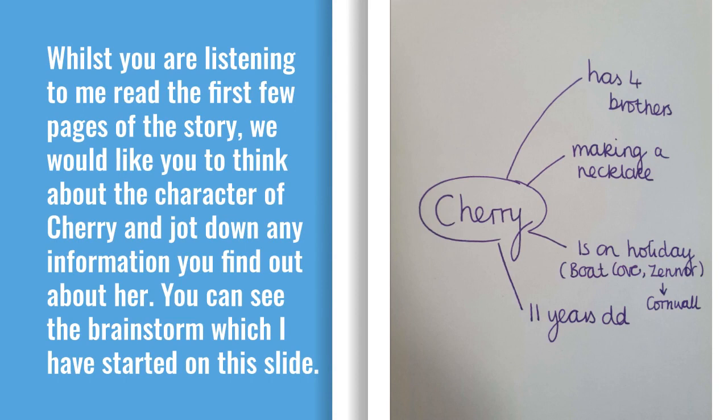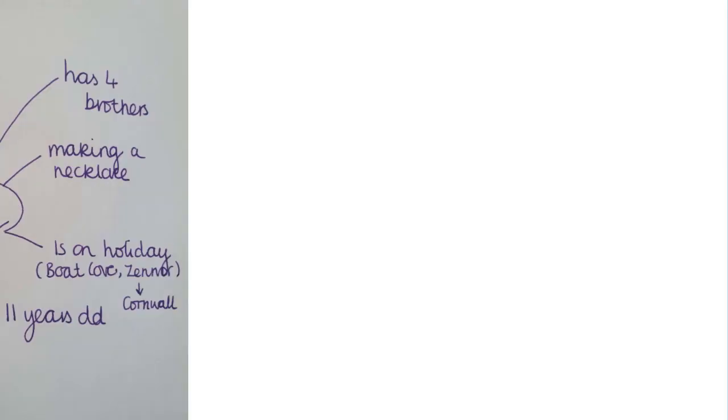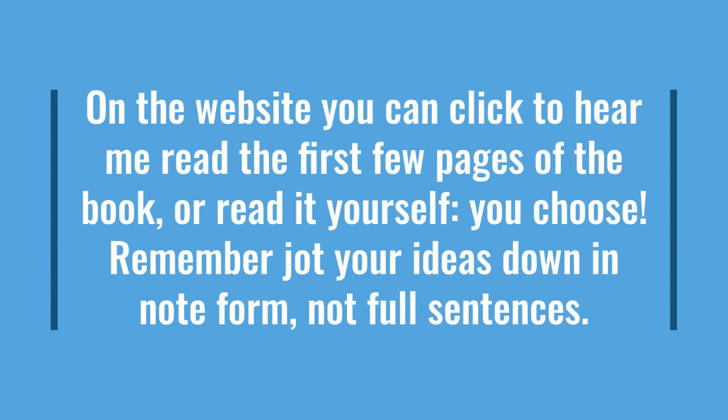Whilst you are listening to me read the first few pages of the story, we would like you to think about the character of Cherry and jot down any information you find out about her. You can see the brainstorm which I have started on this slide. On the website, you can click to hear me read the first few pages of the book or read it yourself. You choose. Remember, jot your ideas down in note form, not full sentences.